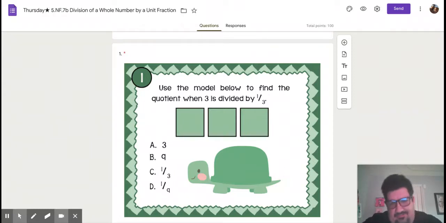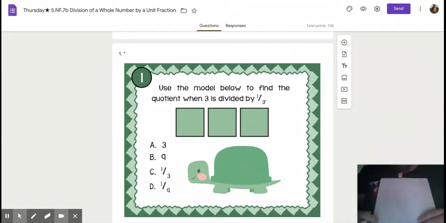So we got this turtle. We got these 3 boxes with this turtle. I don't know why, but we have 3 boxes. It says 3 is divided by 1/3. So what that's saying is I got these 3 boxes right here, right? So we got these 3 boxes, 1, 2, 3. And I'm going to take those 3 boxes. I'm going to cut them up into thirds.